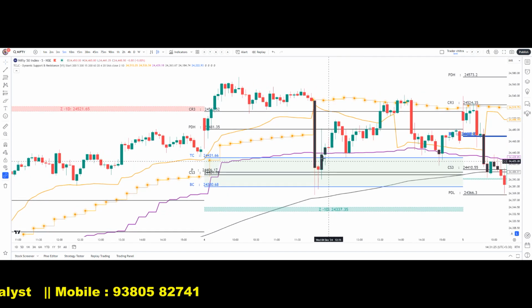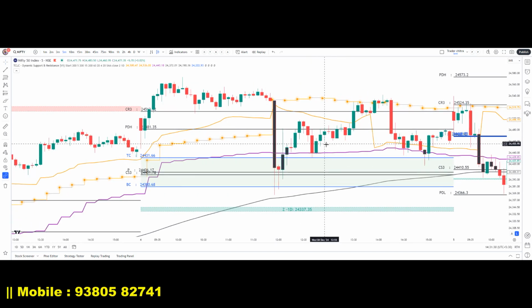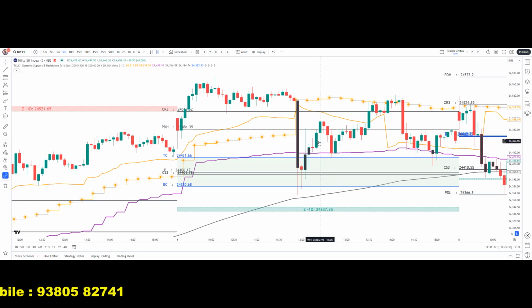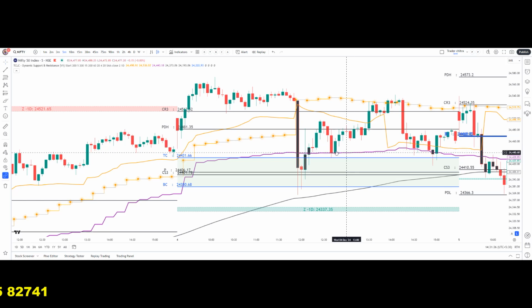And also this is the CPR breakout trade. Okay. So once this high is broken, we can enter into the long trade. Target can be the PDH. Okay. And again, one more long trade we got above this. You can enter into the CE trade here.